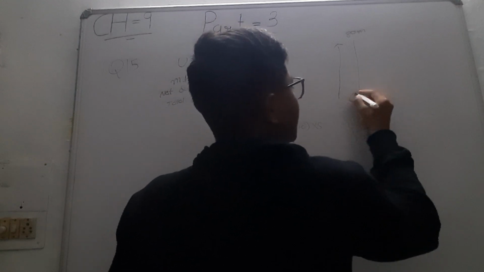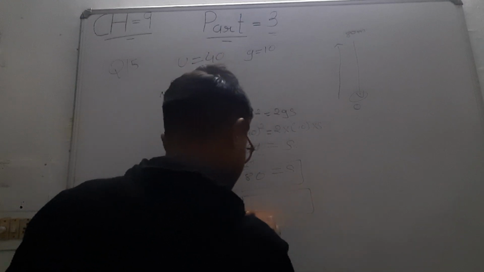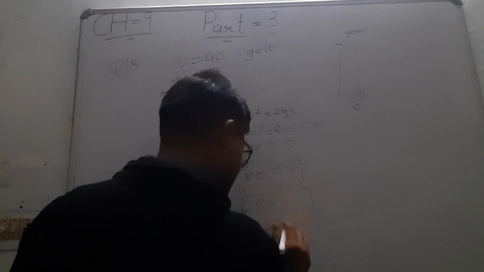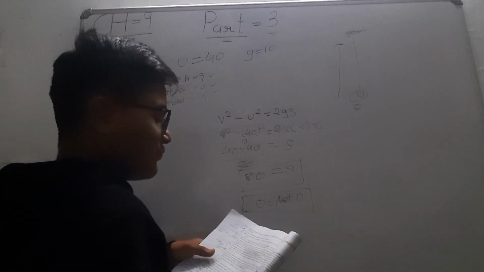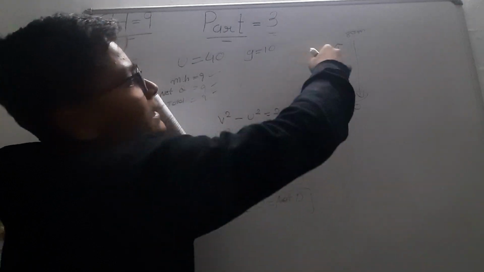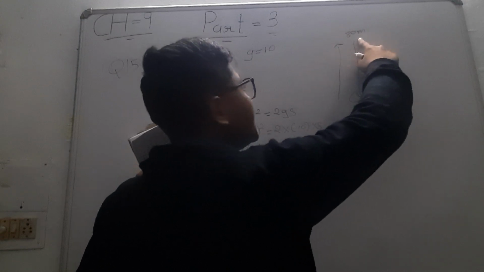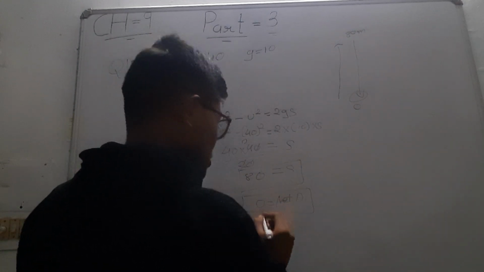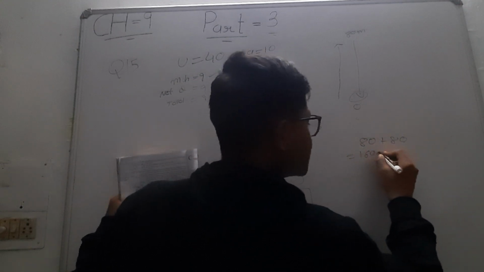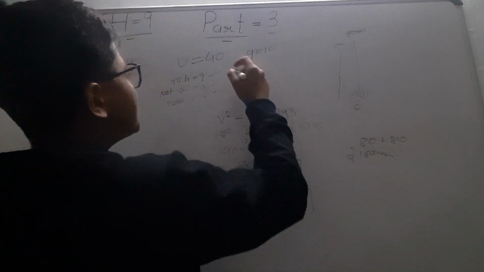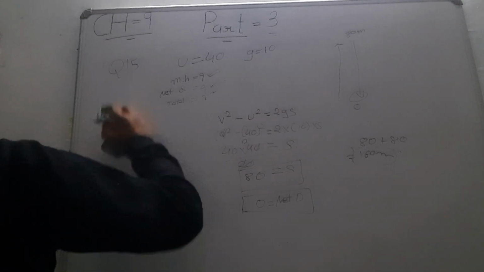So the final position will be 0, so net displacement is equal to 0. And we have to find the total distance it covers. As shown in this figure, it travels 80 meters upward and travels downward 80 meters also. So 80 plus 80 is equal to 160 meters. Here is the answer to these three questions, so you can copy it. Let's move forward.